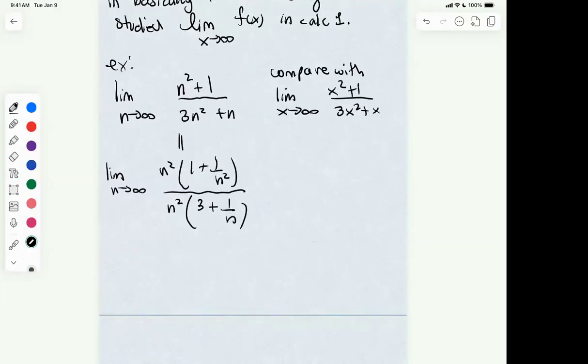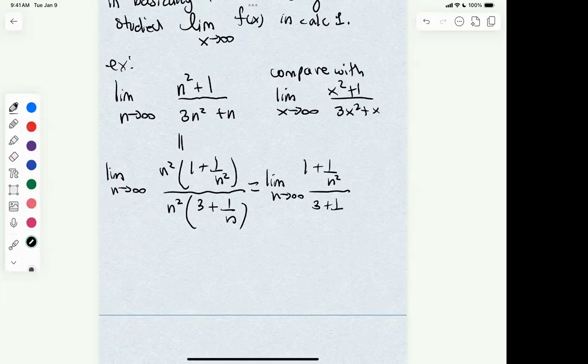And what happens next? The n squareds go away, right? So it's 1 plus 1 over n squared divided by 3 plus 1 over n. But in this presentation, it's a little bit more clear what the limit is, because we already talked about how 1 over n is basically 0 at infinity, and 1 over n squared is also 0 at infinity, more or less for the same reason. So that becomes 1 over 3.